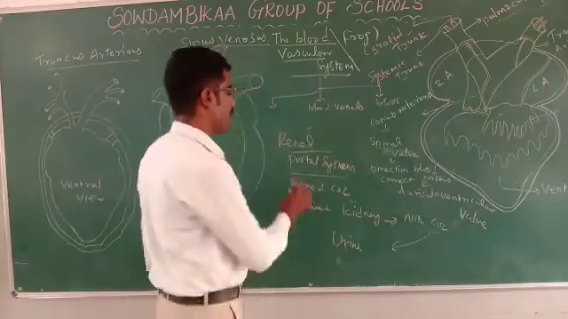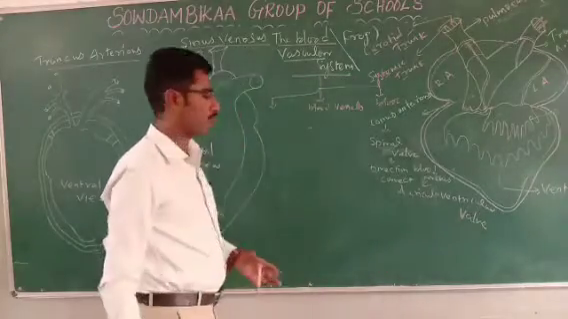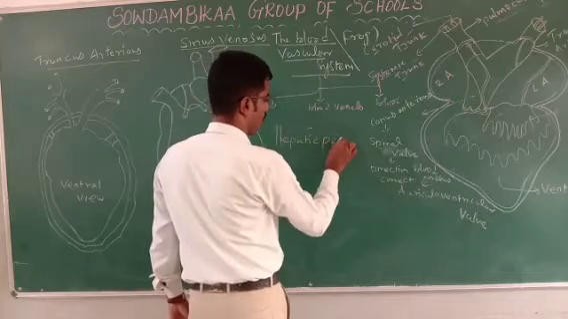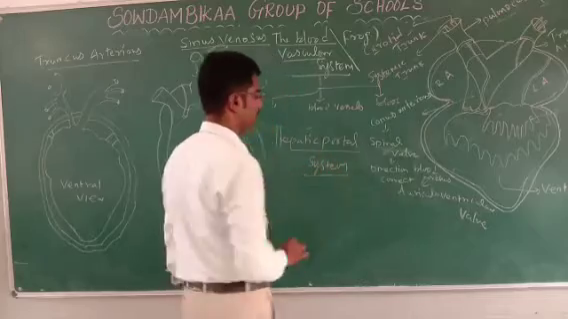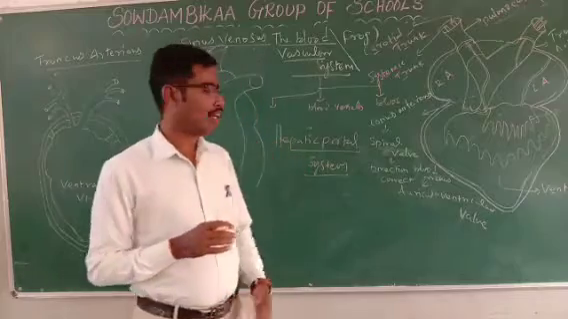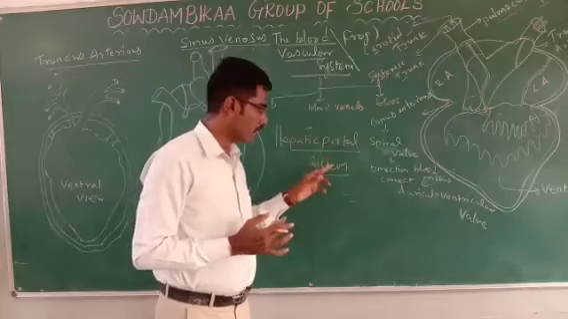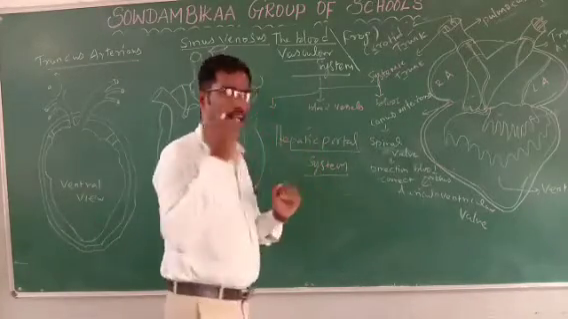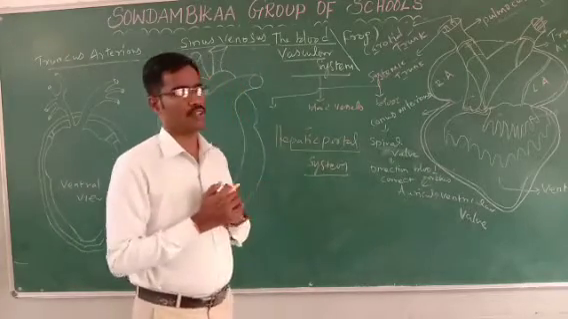Next one is the hepatic portal system. Hepatic portal system means the blood from the alimentary canal goes to the hepatic portal system. So the hepatic portal system receives the blood from the alimentary canal.